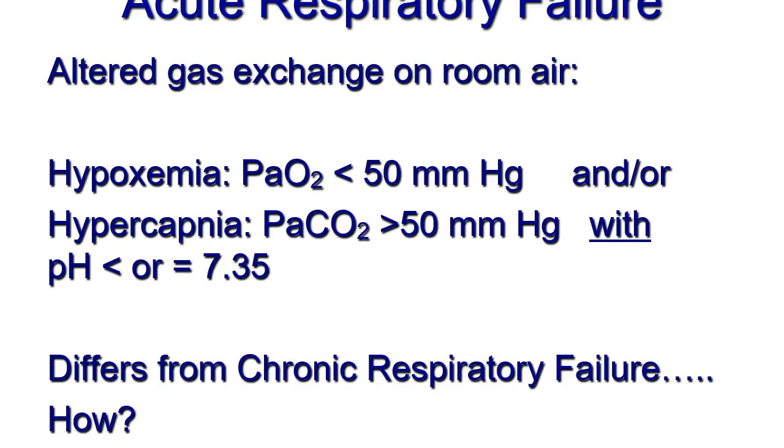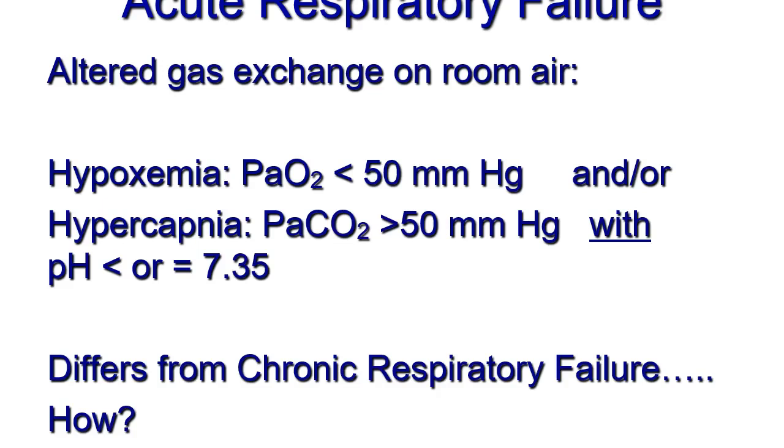For example, that COPD patient who is very tightly compensated and controlled, but then they get an upper respiratory infection and it kicks them into an acute decompensation and everything starts to tank. So we have hypoxemia, a PaCO2 less than 50, and/or hypercapnia, a PaCO2 greater than 50.